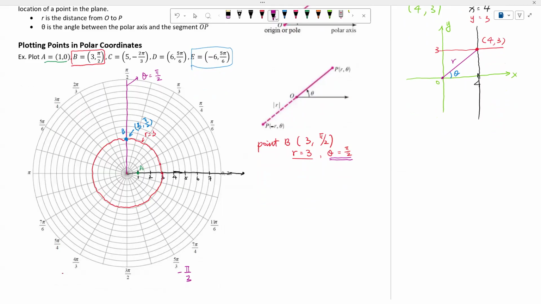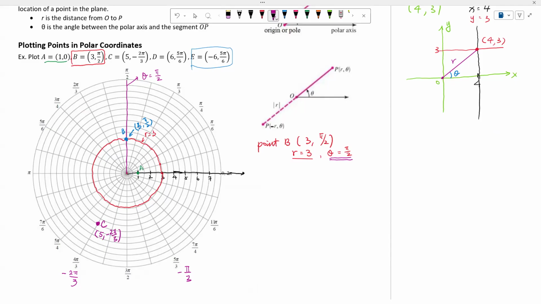And then to this one, it will be negative 2 pi over 3 here, okay? Then we have 5 units. So therefore, in this case, we could have this one. This is 3, 4, and 5. So here, this will be my point C, which is 5, negative 2 pi over 3.